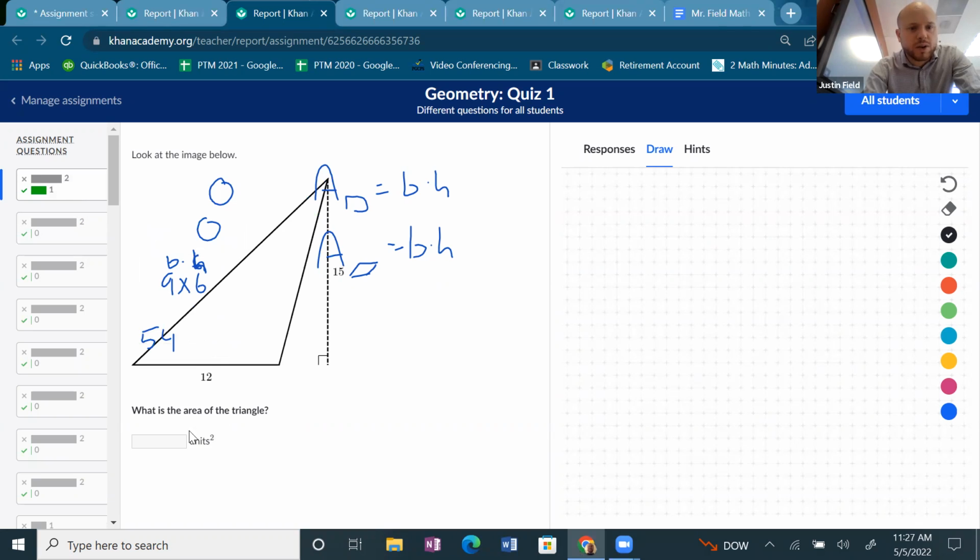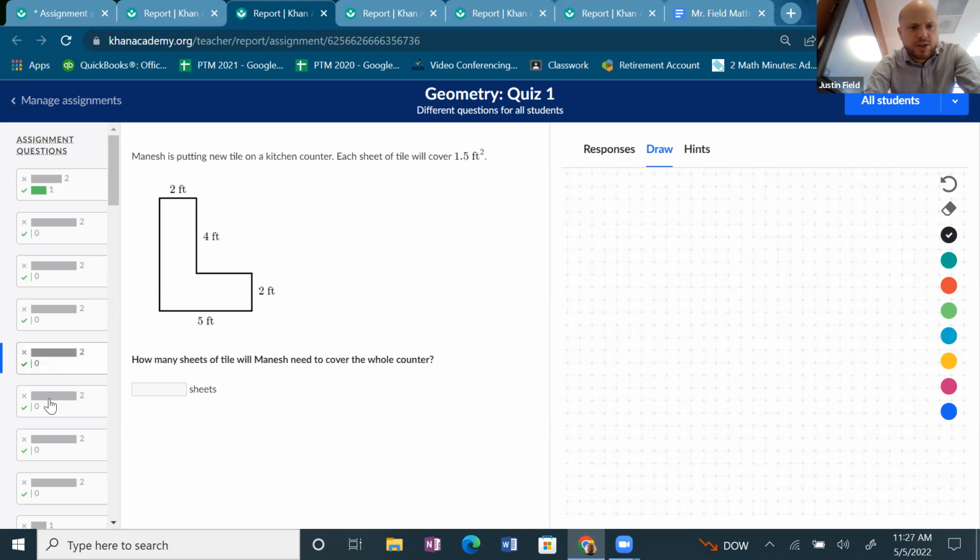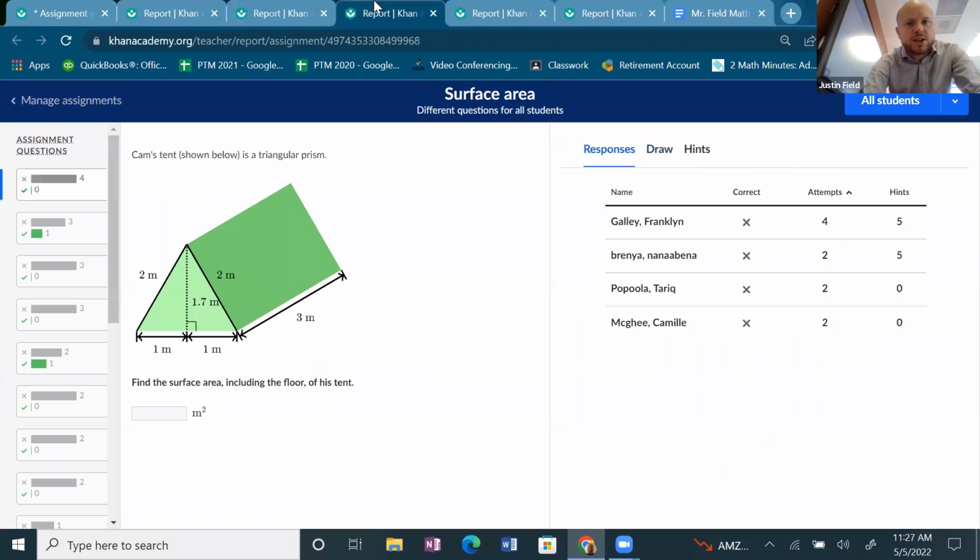The triangle one, what is the area of the triangle? That's 1/2 base times height, and you guys know that. How about this one? Manesh is putting a new tile on a kitchen counter. Each sheet will cover that many feet. So we want to find the area of the sheet, and then we want to divide it by 1.5. I'll let you guys work on those.